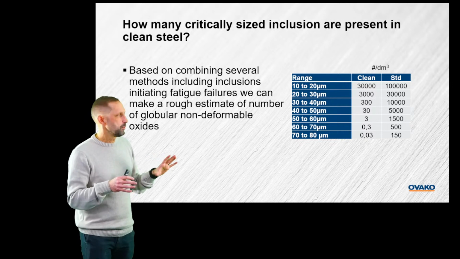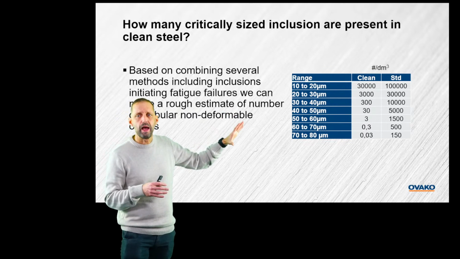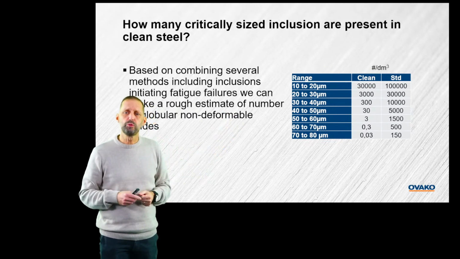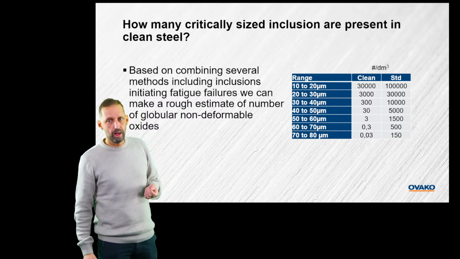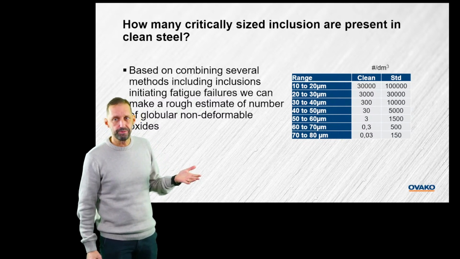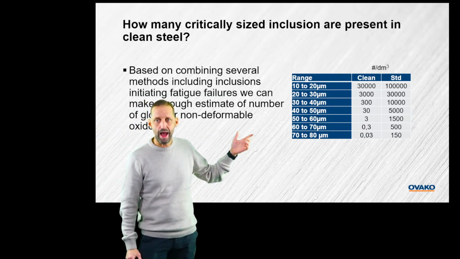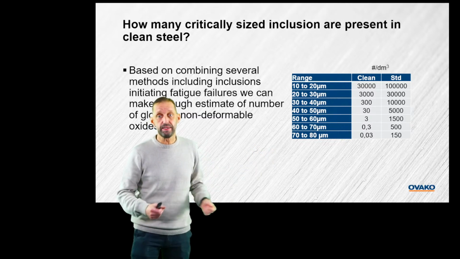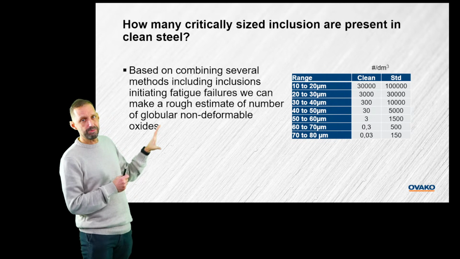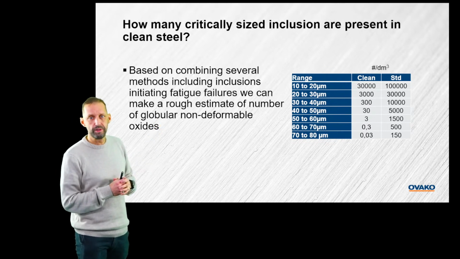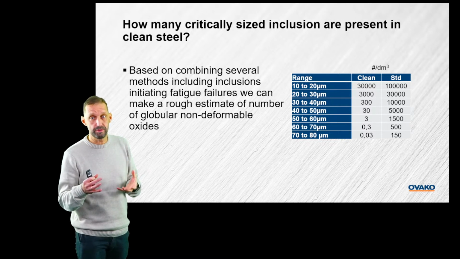If we look then, make a table here with the size ranges that we have, and how many inclusions you would expect per liter of steel in the different size ranges. And then I divide it into clean steel and what we call standard steel, or not that clean steel, to be honest. And this is made on the globular non-deformable oxide inclusions, the ones that we find on the fatigue specimen and so on.